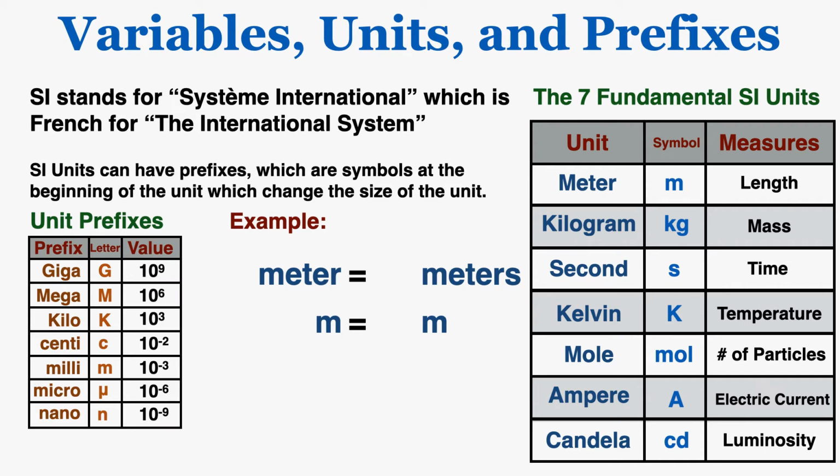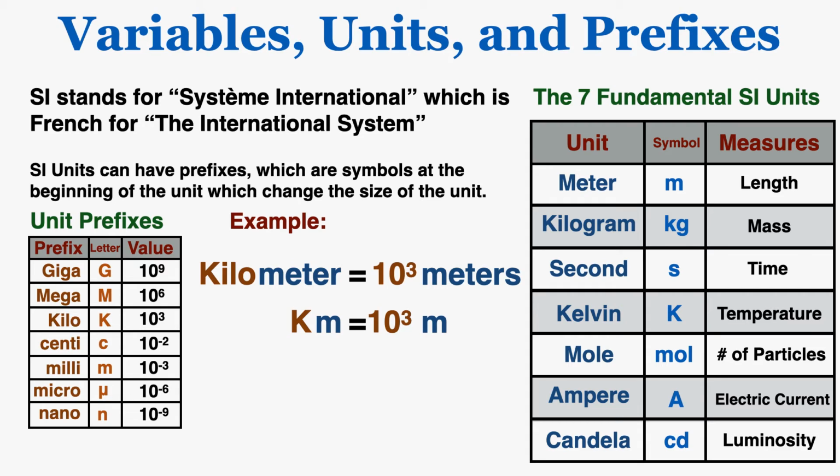SI units can have prefixes, which are symbols at the beginning of the unit, which change the size of the unit. I have the main prefixes that we use listed on the left. Giga means 10 to the power of 9, mega means 10 to the power of 6, kilo means 10 to the power of 3, and you can read the rest. If I put one of these prefixes or one of these letters at the front of a unit, that multiplies the value of the unit by the value that I've listed in the table. As an example, a kilometer is equal to 10 to the third meters. So kilo is kind of taking the place of 10 to the third there. It means the same thing.